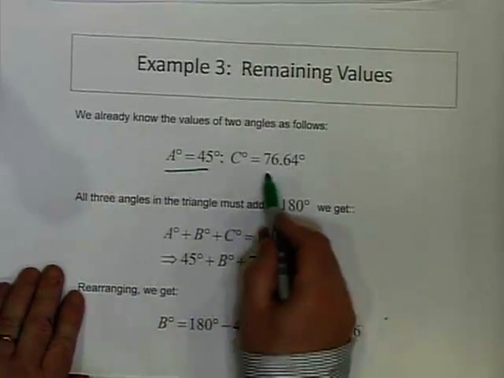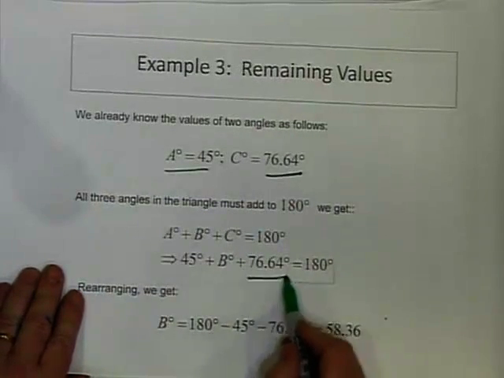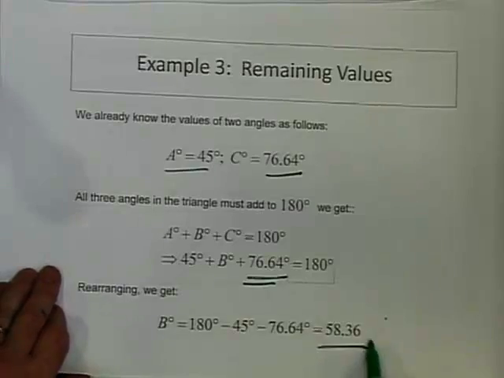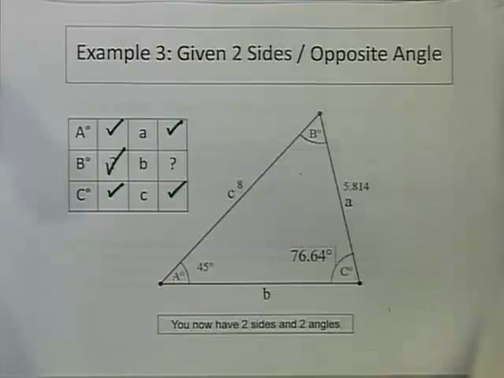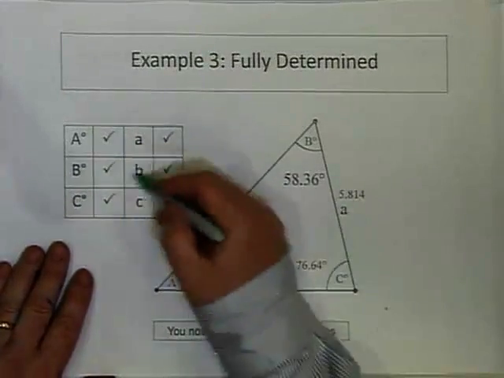So the remaining values then, we have 2 angles, would give us the third one, the third angle. The third angle is 58.36. And everything basically becomes fully determined.